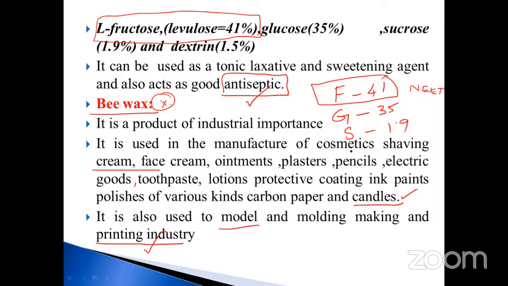See here. Manufacturing of cosmetics, cream, face cream, ointments, plasters, pencils, electric goods, toothpaste, lotion, protective coating, ink, paints, polishes of various kinds, carbon paper, and also the candle. These are the most important things. Okay, go to the next one.